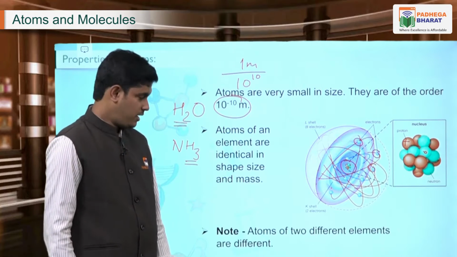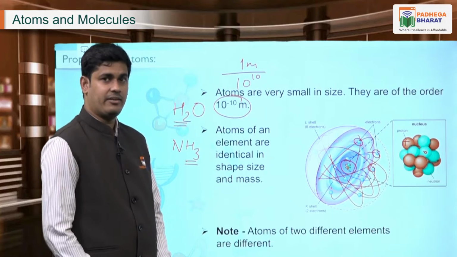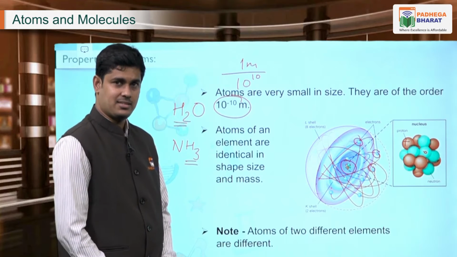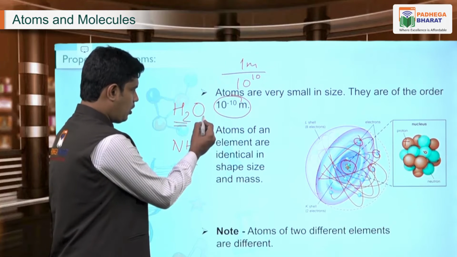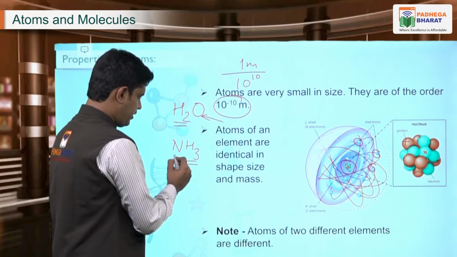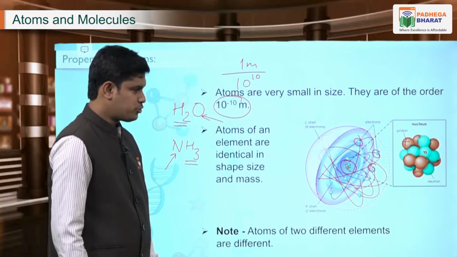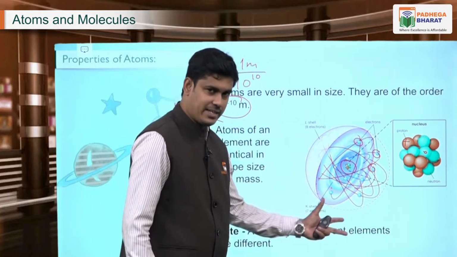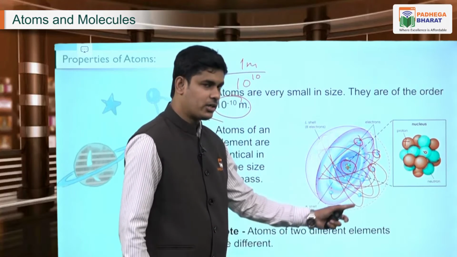But please note, when we consider atoms of two different elements, they are going to differ in everything. That is, they are going to differ in size, they are going to differ in shape. Again, let's take an example: oxygen atom and nitrogen atom. They are completely different with respect to their exact structure, that is, the neutrons will be different, the protons will be different, and the electrons will also be different.